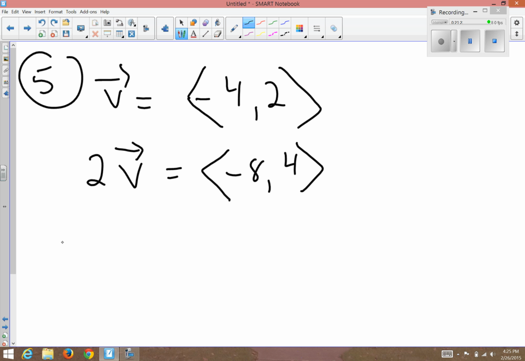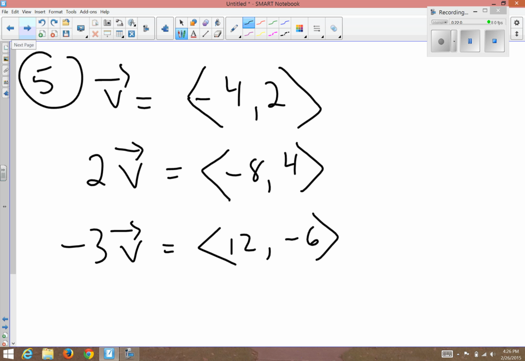And it also says find negative 3 times the vector. That means multiply both of the original vector numbers, components, by negative 3. Negative 3 times negative 4 is 12, and negative 3 times 2 is negative 6. That's it. I'm not going to do it here, but you should plot all 3 of these vectors on a coordinate system and see how they're related. That's a project for you to do. I'll ask you about that in class. How are these 3 vectors related?